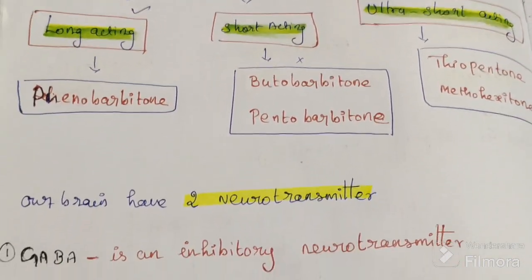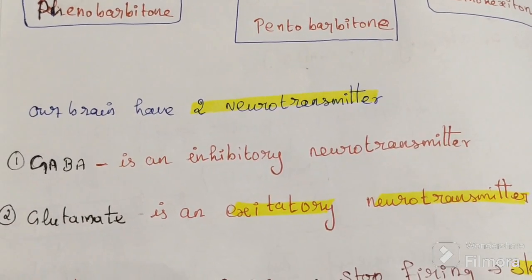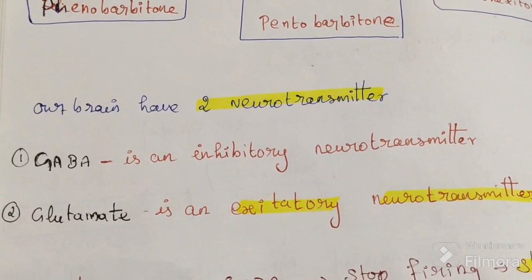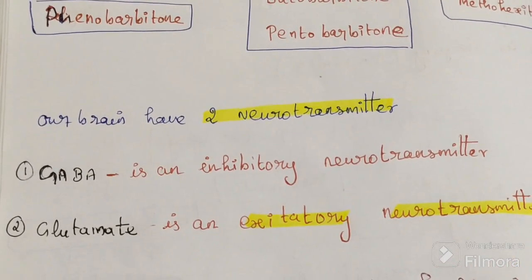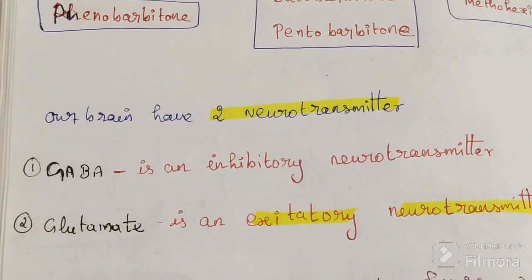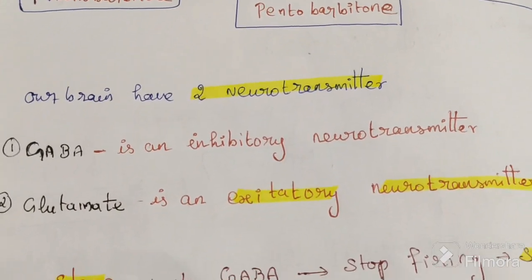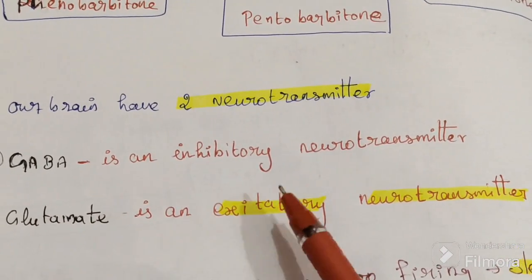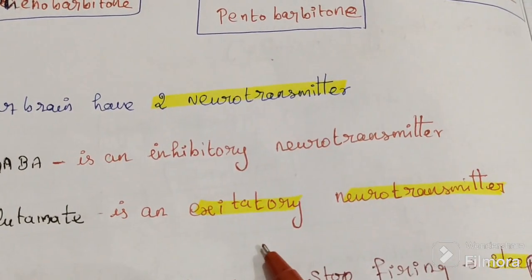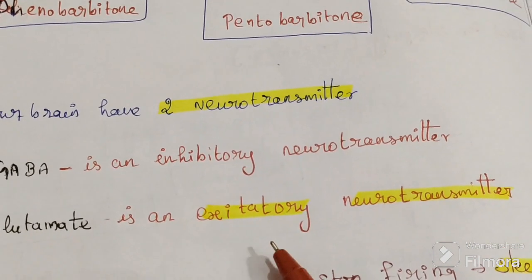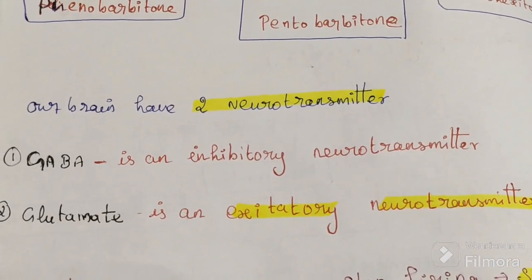To understand the mechanism of action, we need to know that in our brain there are two neurotransmitters, GABA and glutamate. GABA is the inhibitory neurotransmitter, and glutamate is the excitatory neurotransmitter.